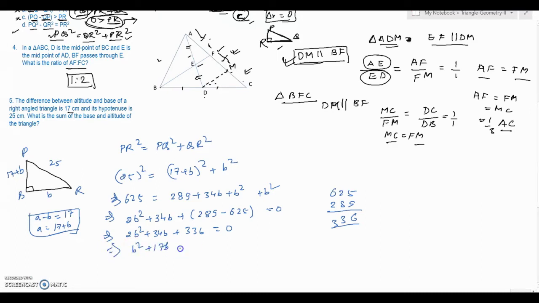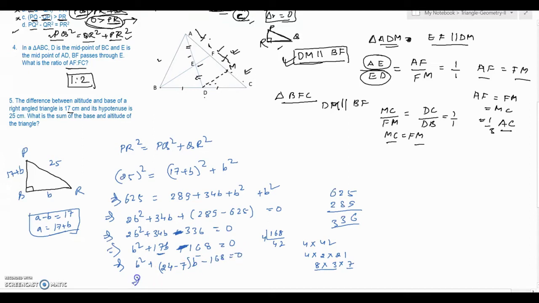B square plus 17b plus, if you divide both sides by 2, okay, 168. Now 168, how are you going to factorize such that you will get 17? Let us see. 168, 4 into 2 into 21, 8 into 3 into 7, 24 and 7, right? 24 and 7. So you can write b square plus, this will be minus because 625 had minus, so this will be minus.